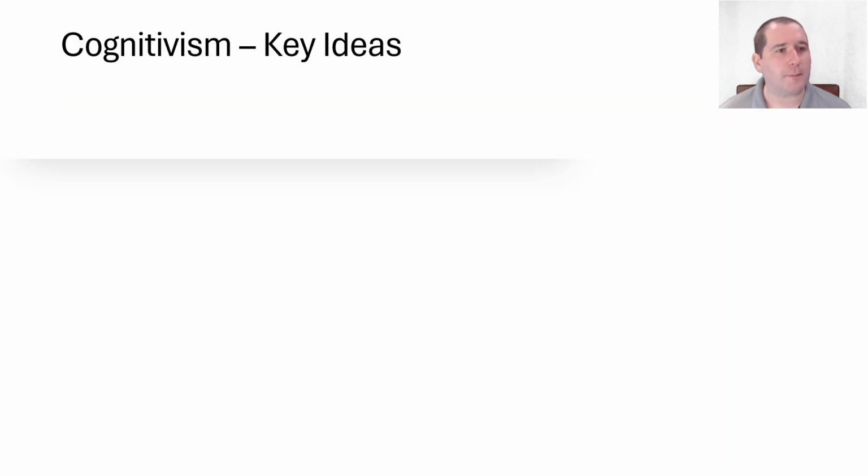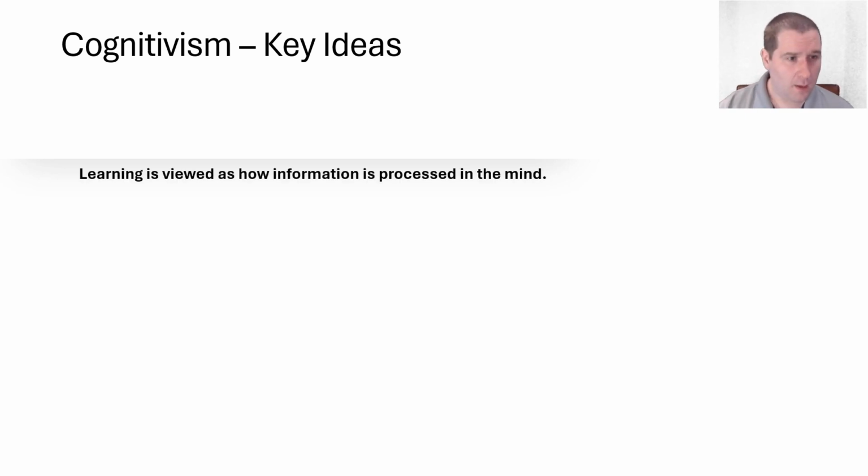All right, to finish up here, let's look at some key ideas, some things I want you guys to take away from the concepts of cognitivism. First and foremost, learning is viewed as how information is processed in the mind in a cognitivist perspective. Okay, so whereas with behaviorism, we're looking at observable behaviors and how they're changed, in cognitivism, we're worried about what is the mind doing with that information? How is it processing it?